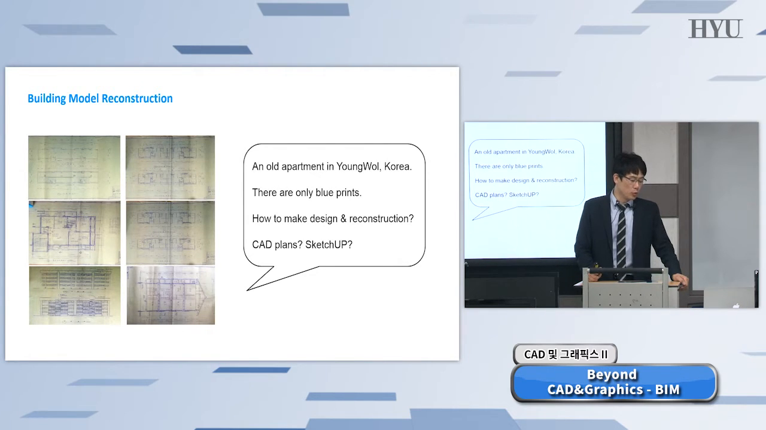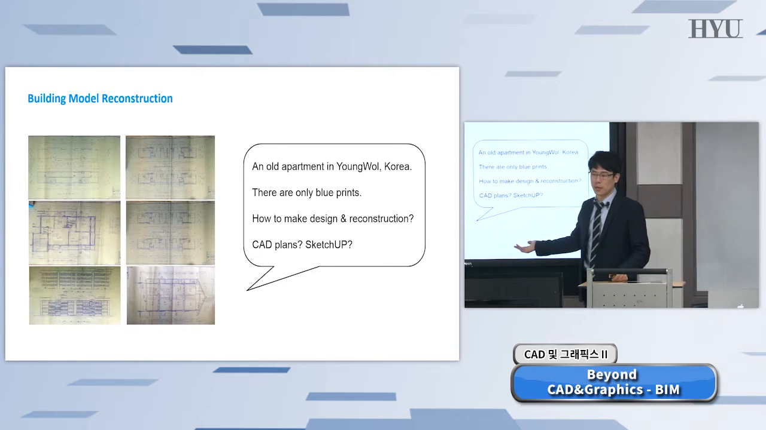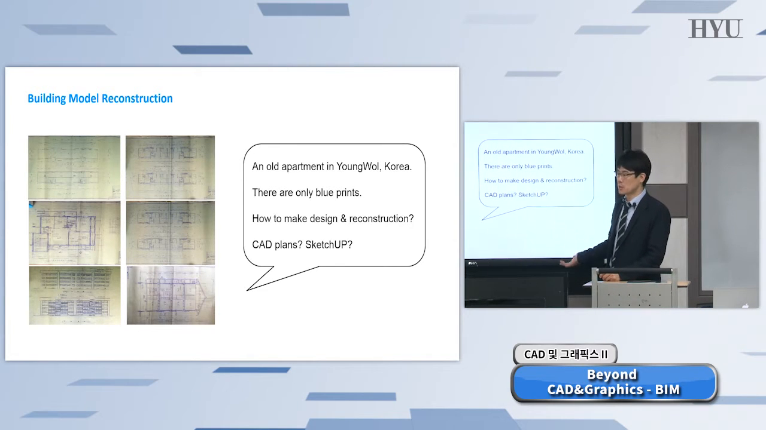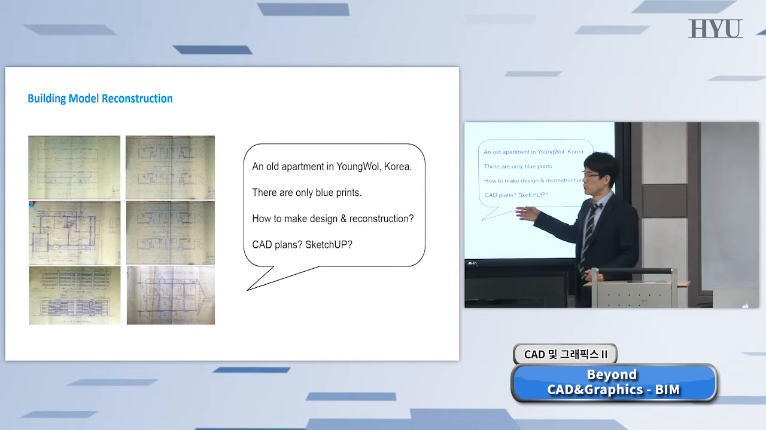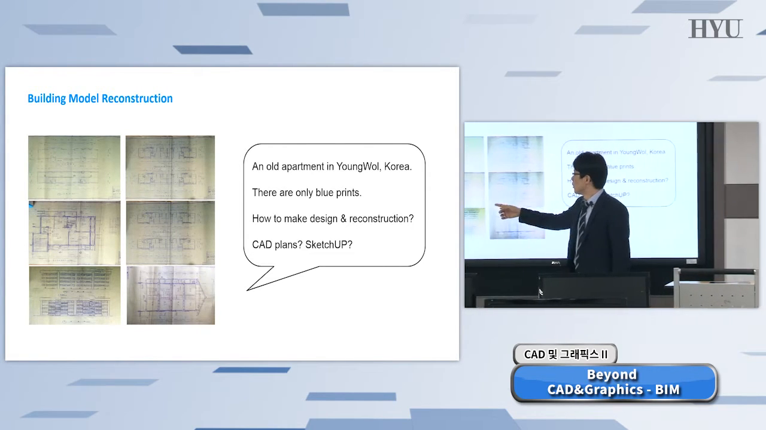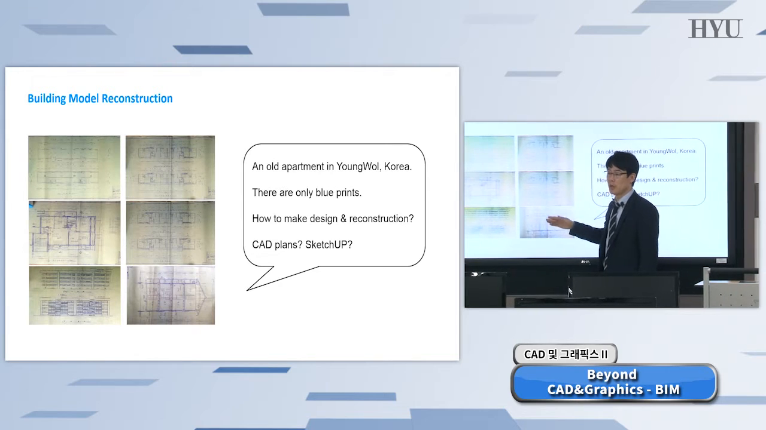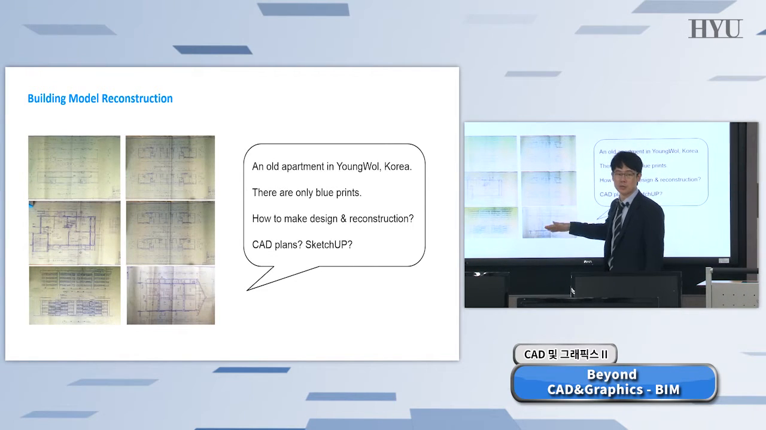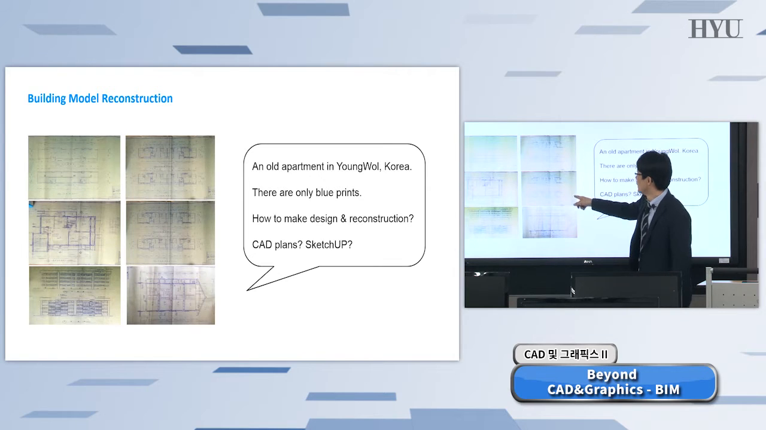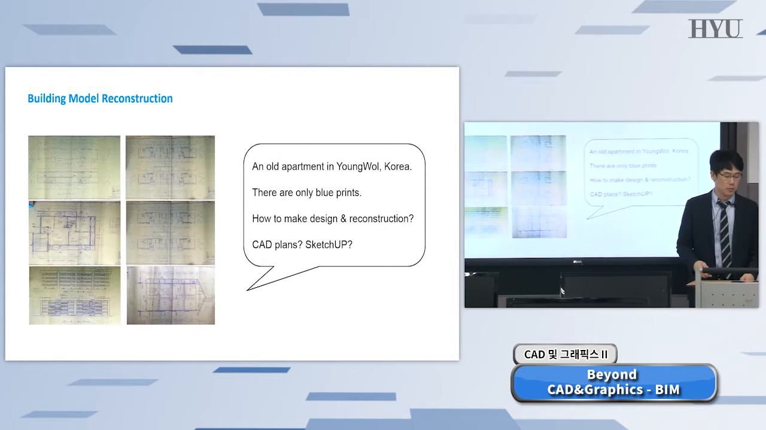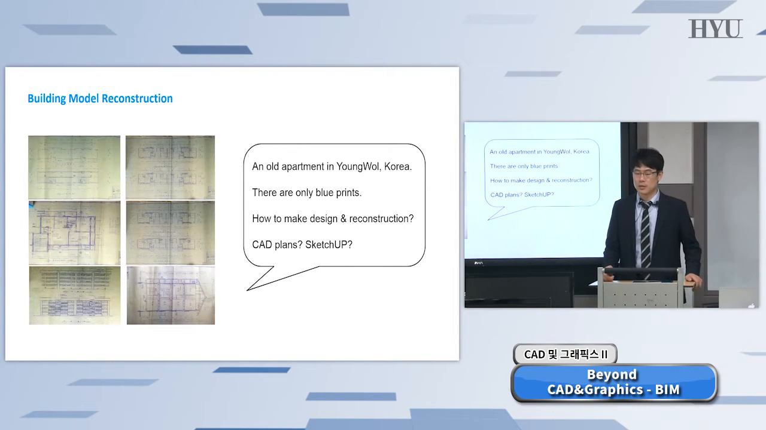There is an old apartment in Yeongwol, Gangwon, Korea. It's a 35-year-old building, so it needs to be reconstructed and remodeled. There are only blueprints. Actually, the color is blue, but because of Photoshop the color changed. But anyway, they are totally blue, which is why we call them blueprints. Mostly hand-drawn drawings, just plans.